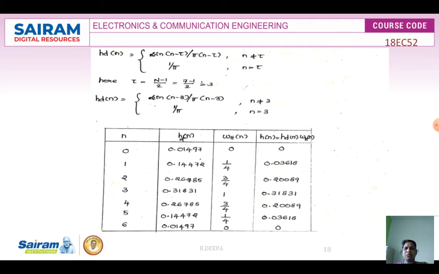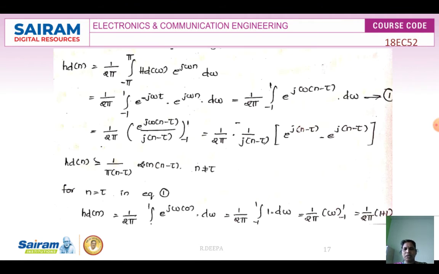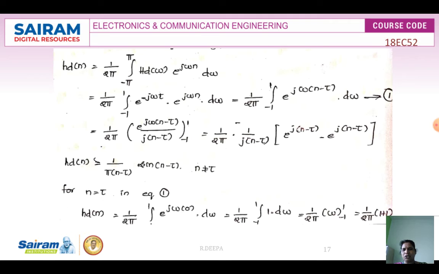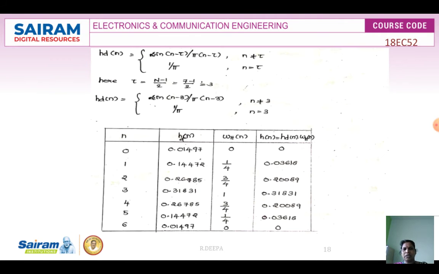So as per the design procedure, you need to have a calculation part where it can be represented in the form of a table as listed here. You have to take the different values of small n and take what is hd of n by substituting different values of n, and already we have wh of n values here. Initially we wrote what is the Hanning window and the different values of wh of n, and that we will take in the table here.